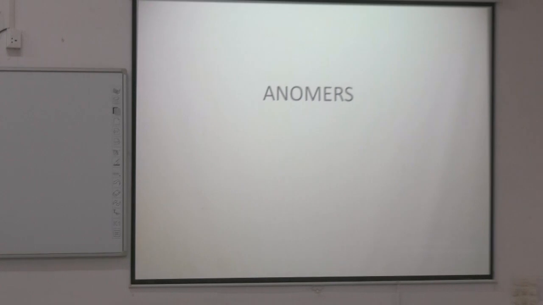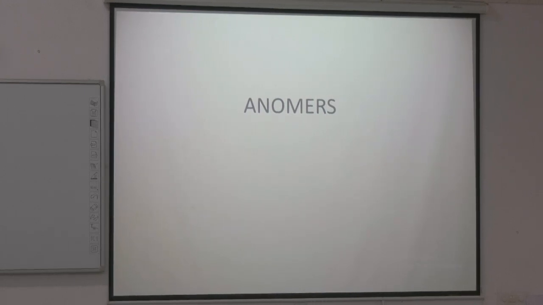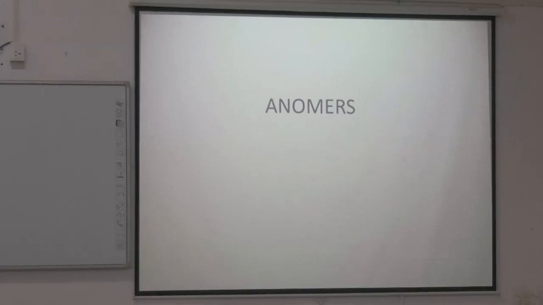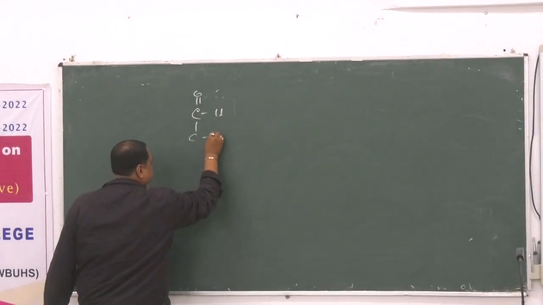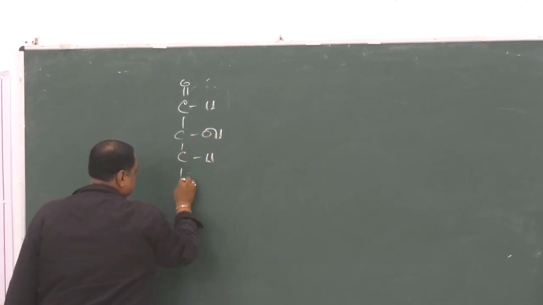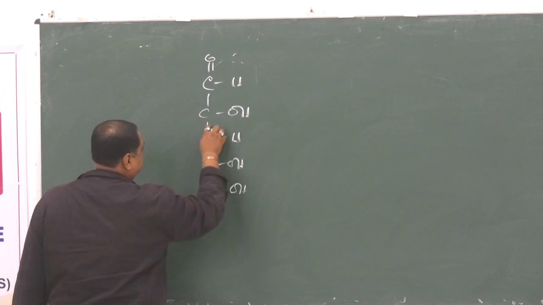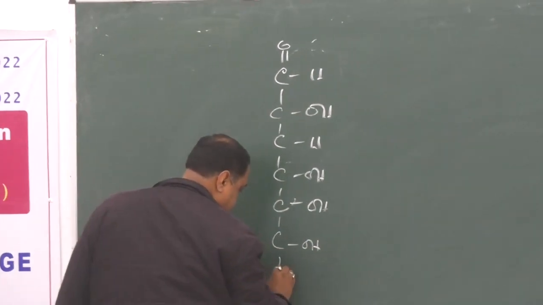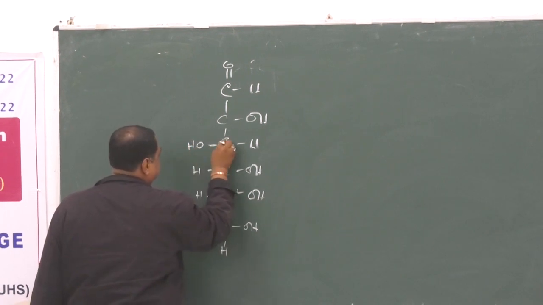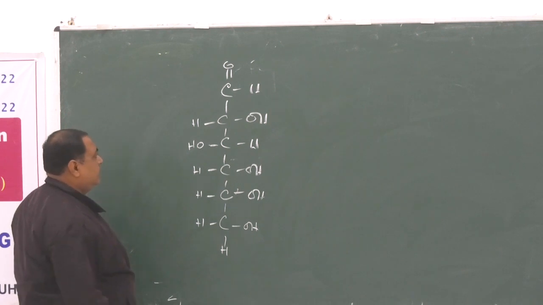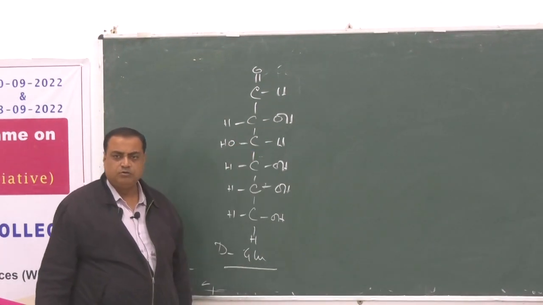Now next, anomers. What are anomers? Now when we have this structure of glucose, say for example, okay, whether it is glucose or fructose, this way of expression is open chain form.